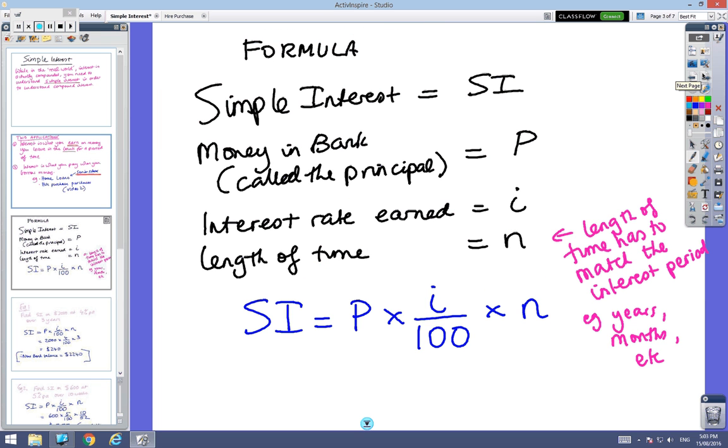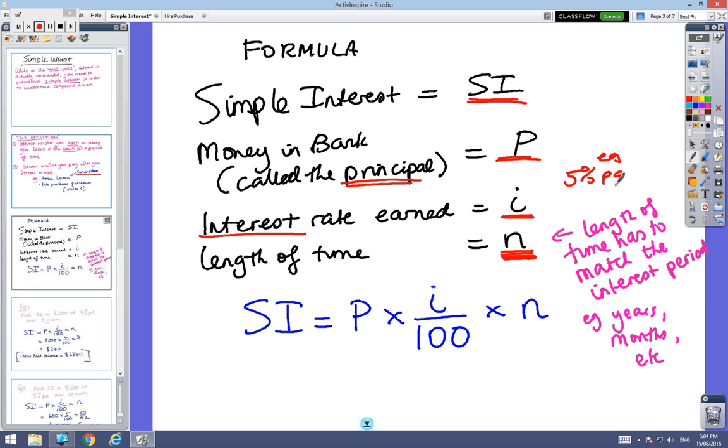So we've got a formula, and we're just going to define what the letters mean. Simple interest, I'm just going to call that SI. The money in the bank, which is called the principal, we call that P. The interest rate, which is like, e.g., 5% per annum, that's the interest rate. I is 5, and the length of time could be weeks or years or whatever. But whatever this period is, it must match the interest rate.